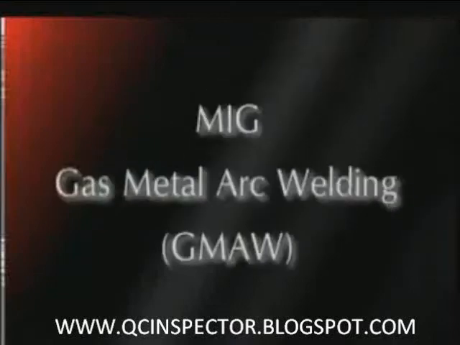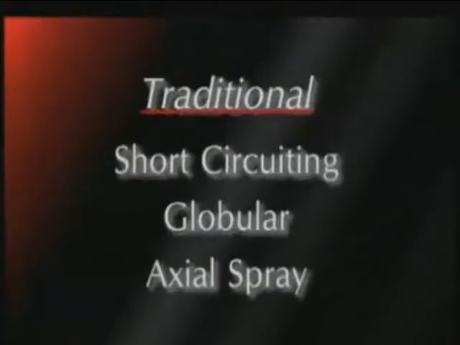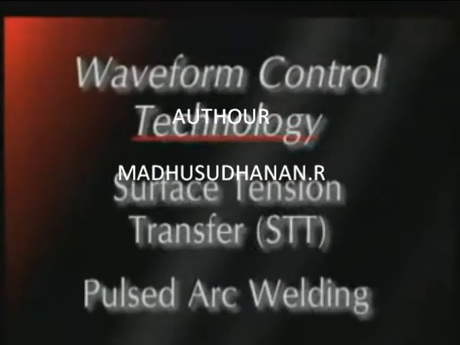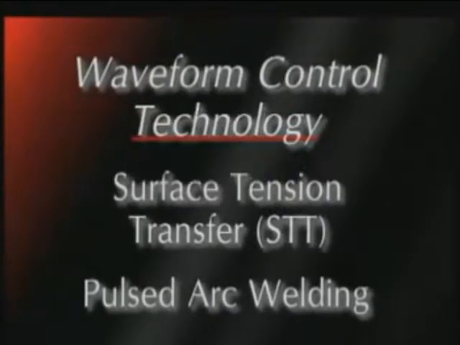5 basic types of gas-metal arc transfer methods will be reviewed. First are the 3 traditional constant voltage or CV processes: the short-circuiting process, globular transfer, and axial spray arc. The 4th and 5th modes of transfer are higher-level technology transfers: surface tension transfer and power wave pulsed arc transfer. Both are further enhanced by waveform control technology.